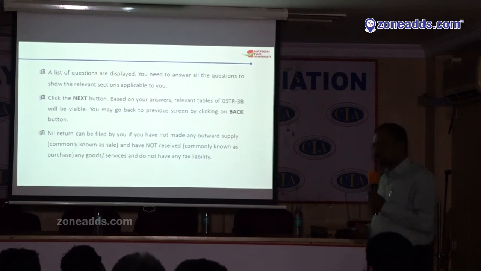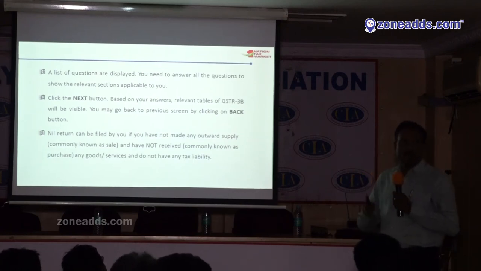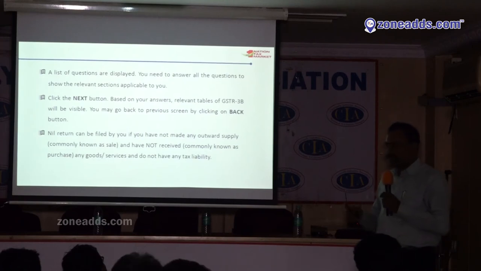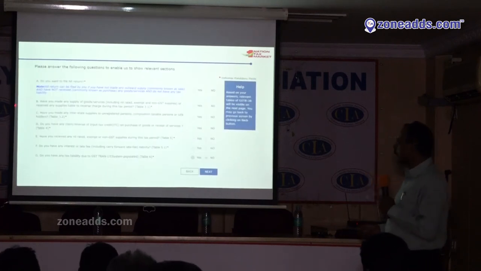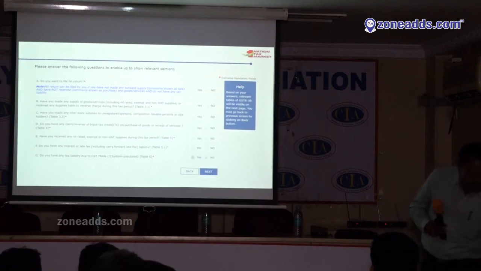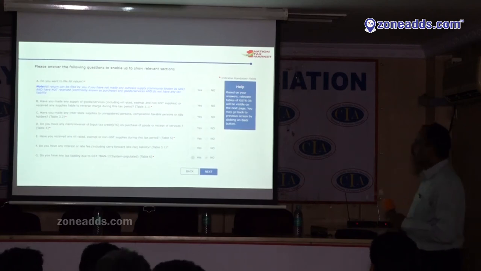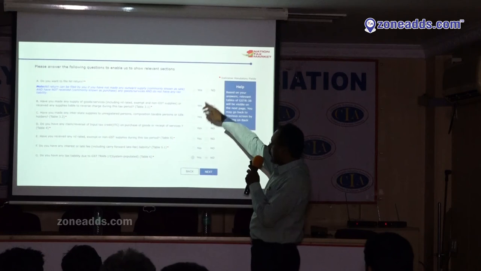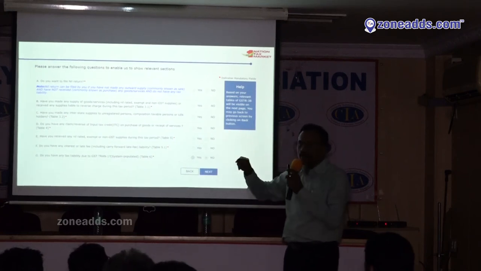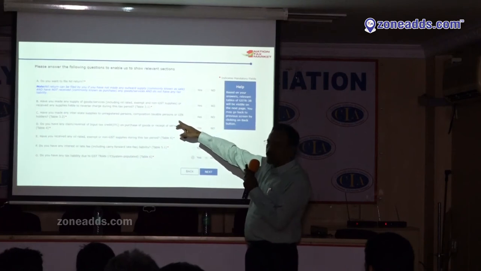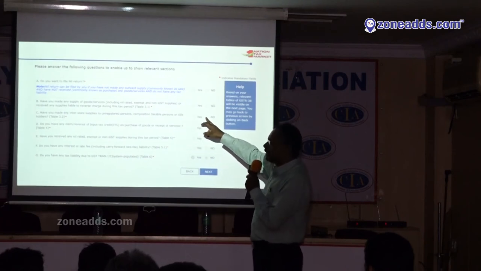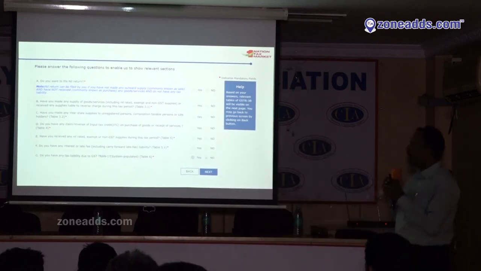After filling in the questions, you click on the next button, and it will take us to the actual tables where you have to enter the data. If it is a nil return, you need not enter yes, yes, yes. You say nil return yes, and then it will enable filing the return. So these are the questions. If it is a nil return, you click yes here, all the rest will be disabled, click on the next button, and the return will be filed easily. If it is not a nil return, if you have outward supplies, you click here. If you have supplies to composition dealers and unregistered persons, you click yes or no. Depending upon the options given here, the concerned tables will be populated.